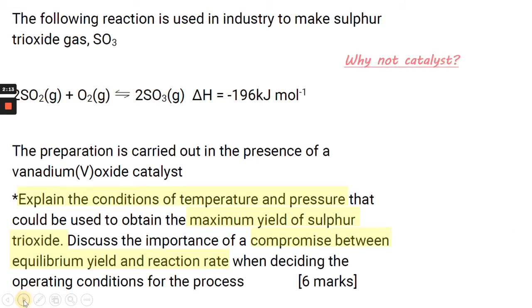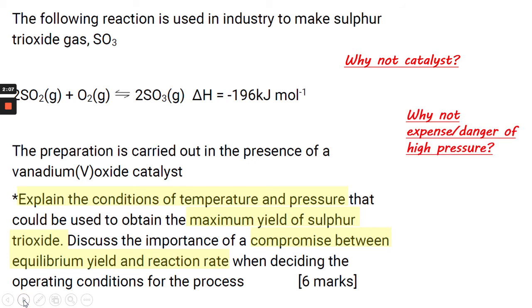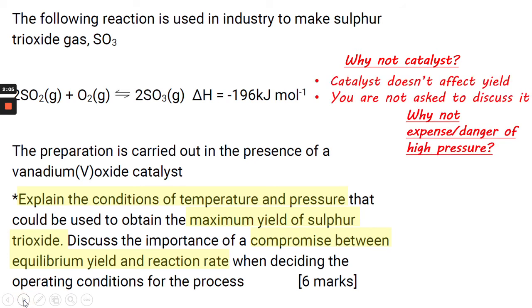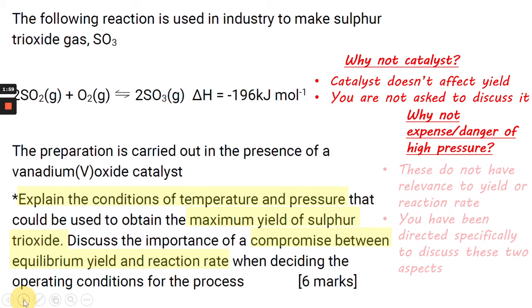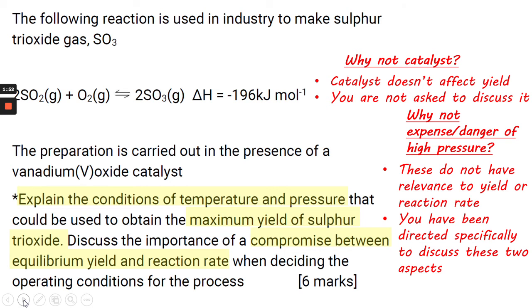So let's now have a look at what we could have talked about. Why not mention a catalyst? And why not mention the expense or danger of high pressure? The catalyst doesn't affect the yield, and you are not asked to discuss it. The actual expense and danger of high pressure don't have relevance to yield or reaction rate, so leave them out. You've been directed specifically to discuss those 2 aspects and nothing else.